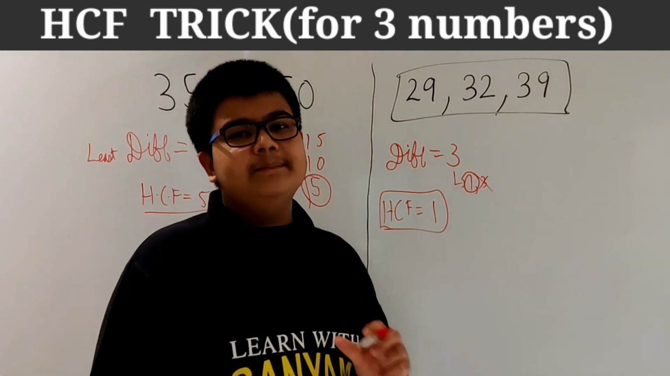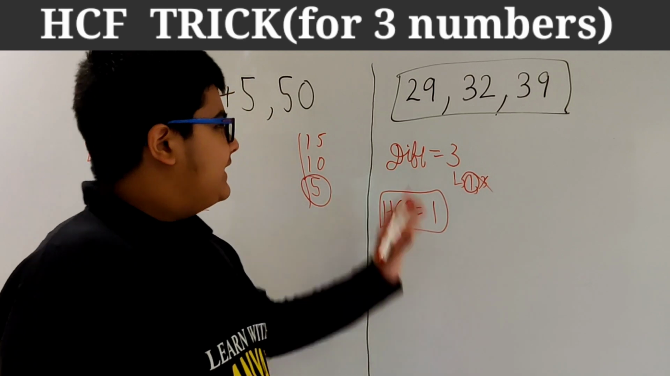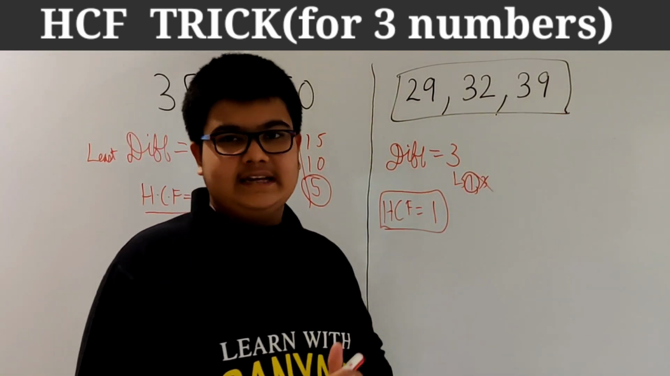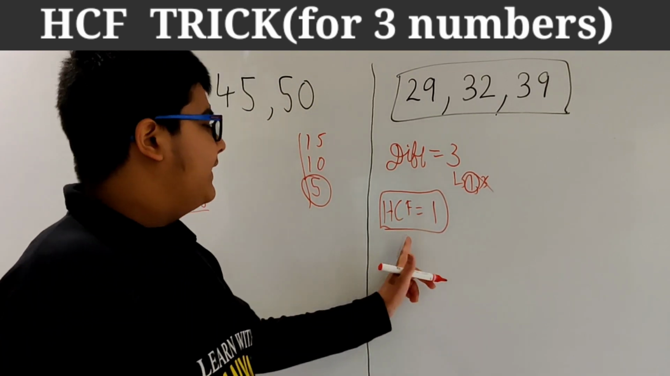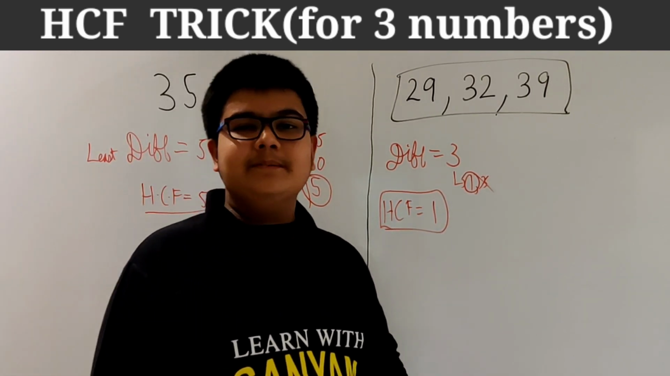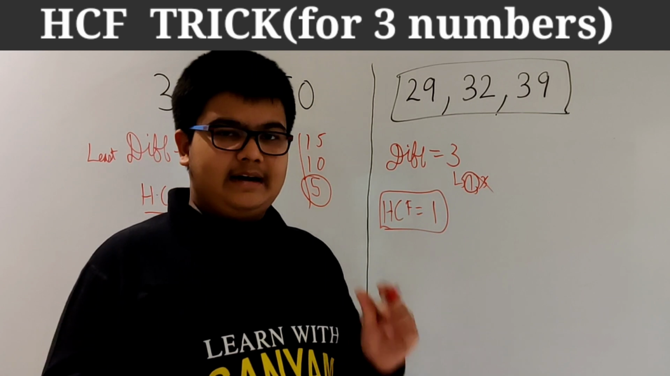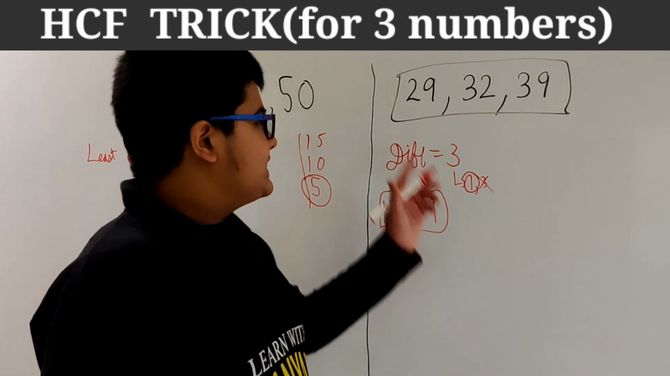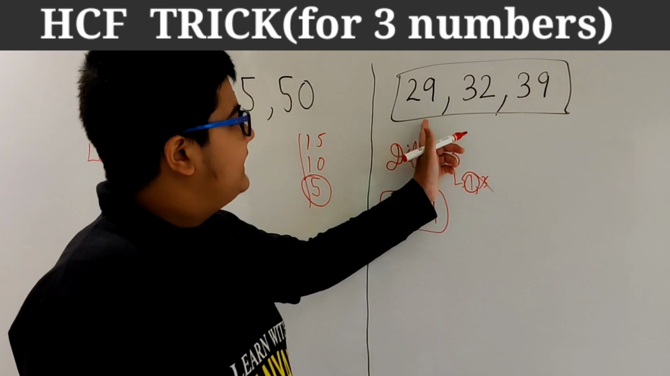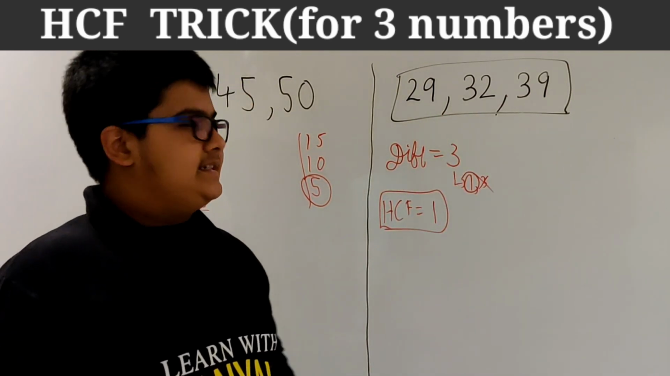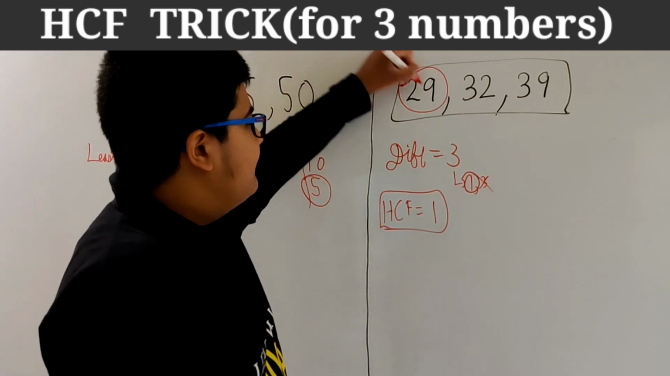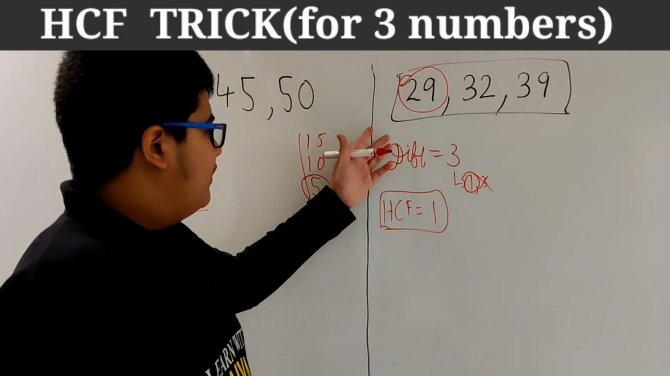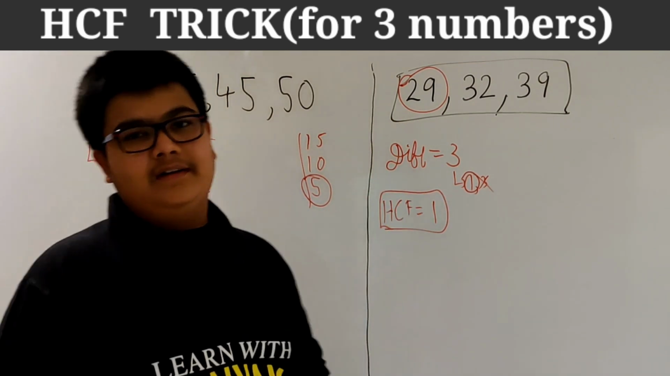Also, there is a shortcut method to remember this. Whenever you see a prime number in the numbers of which we have to find the HCF, then you can directly write 1 as the HCF, because the prime numbers will not have any other factor rather than 1 and that prime number itself. So that's why whenever there is a prime number, then directly you can write 1 as the HCF. So 29 is a prime number, that's why we can directly write that 1 is the HCF. But if you want to solve this, then this is the method.